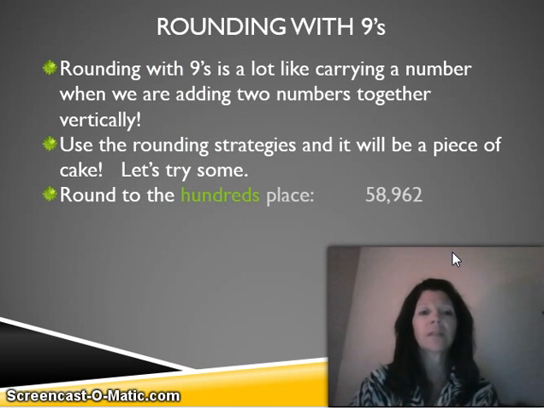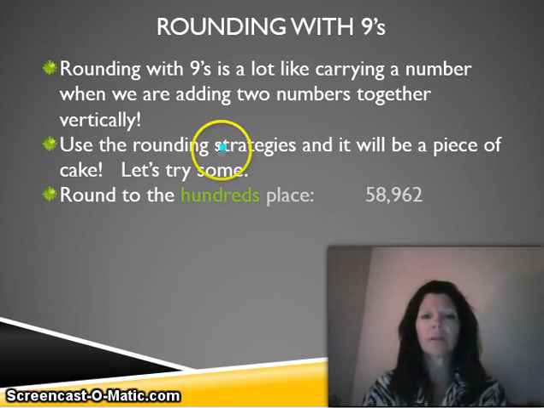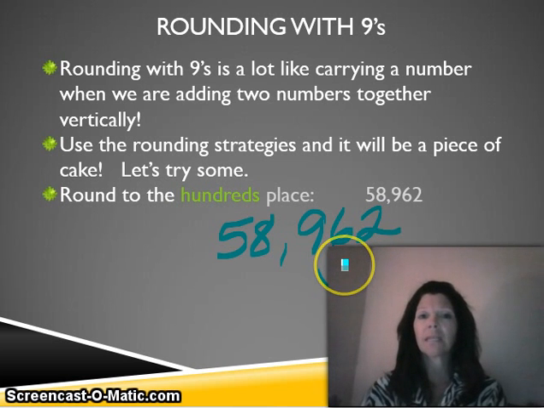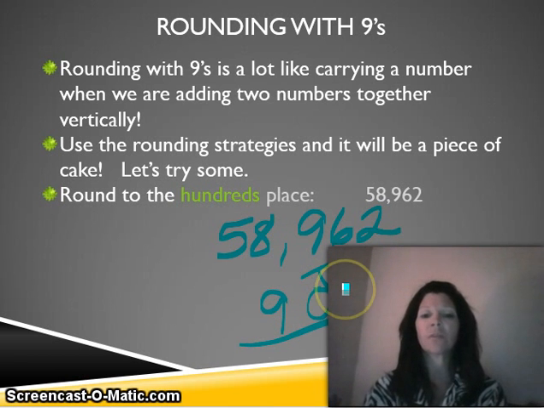Now think about rounding with 9s. Rounding with 9s is a lot like carrying a number, because you have to use your rounding strategy, but it makes it a little bit different if there's a digit that's going to increase it to the tens place. Let's use our rounding strategy here with 58,962. Let's go to the hundreds place to round. Now, we look to the right. We look at 6. It's above 5, so our 9 has to increase by 1. Well, 1 above 9 is 10, so that means the 9 has to become a 0, and this 8 has to become a 9. So let's think about what that's going to do to the other numbers.